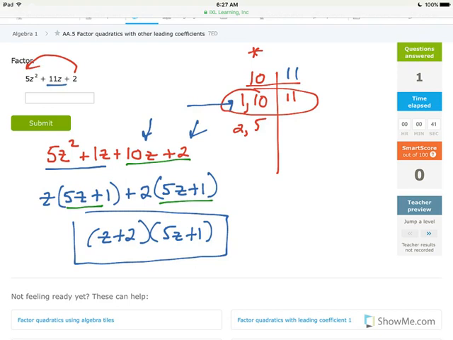And again, always check this by remultiplying. Even if you do it mentally, you can just multiply it back together mentally. So z times 5z is the 5z squared. 2 times 5z is the 10z. 1 times the z is 1z. So 10z and 1z is the 11z. And then 2 times the 1 is 2.